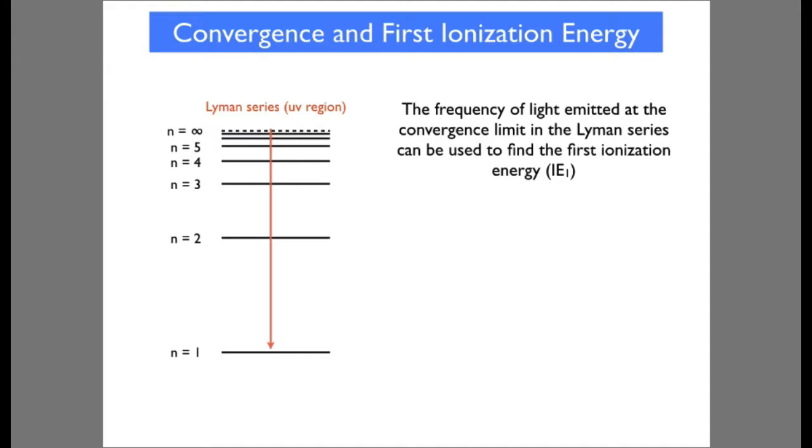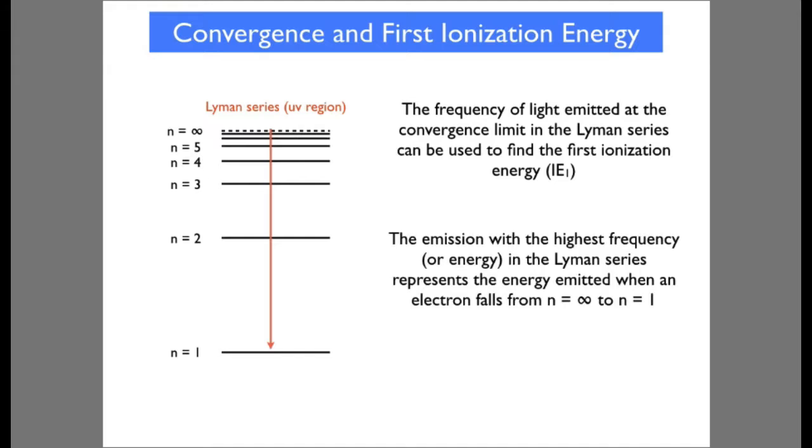The frequency of light emitted at the convergence limit in the Lyman series can be used to find the first ionization energy. The emission with the highest frequency or energy in the Lyman series represents the energy emitted when an electron falls from n equals infinity all the way back down to the ground state, to n equals 1.